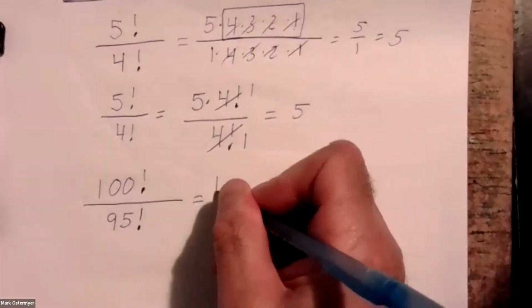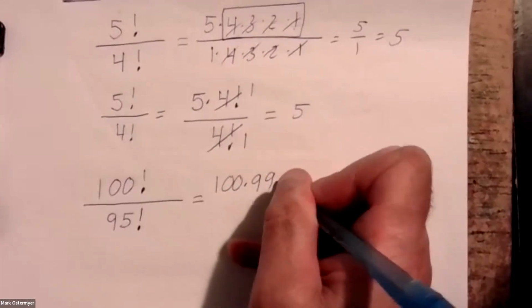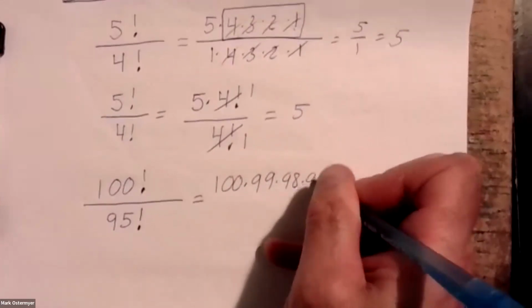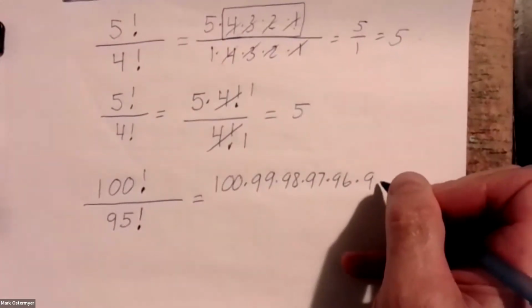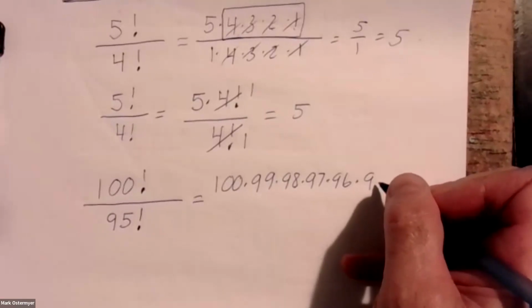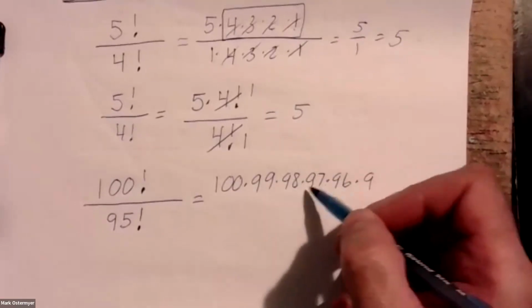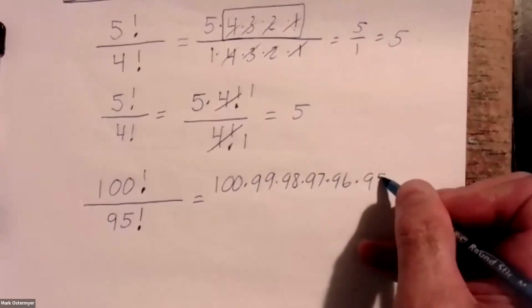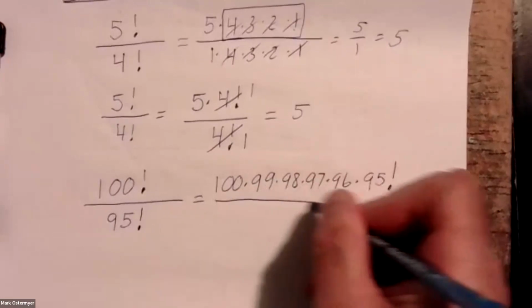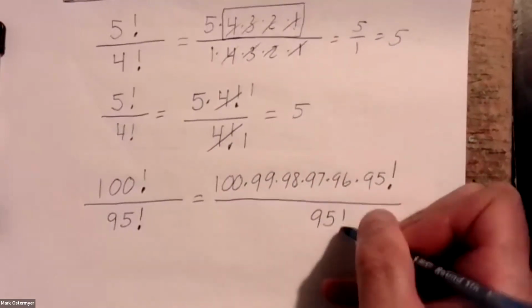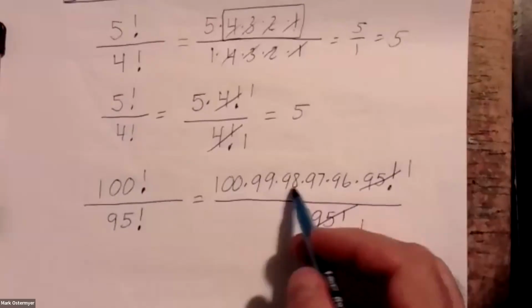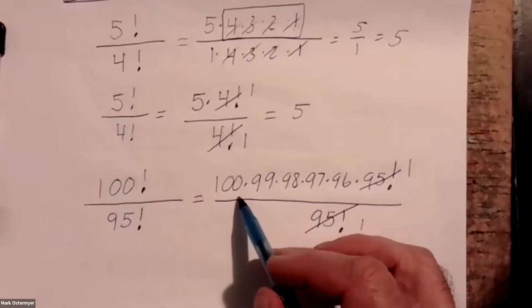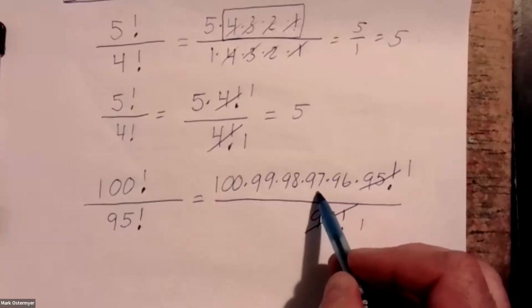Well, do you agree 100 factorial is 100 times 99 times 98 times 97 times 96 times 95 times 94 times 93 times 92 times 91 times 90 times 89 times 88? In other words, it's 100 times 99 times 98 times 97 times 96 times 95 factorial over 95 factorial. What happens to the 95 factorials? Cancel out. You reduce. And so therefore 100 factorial divided by 95 factorial is going to be just 100 times 99 times 98 times 97 times 96.